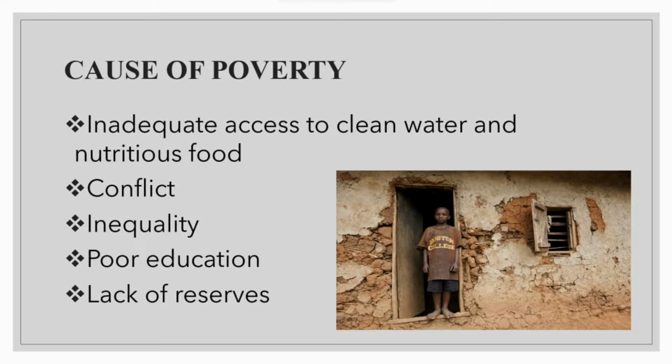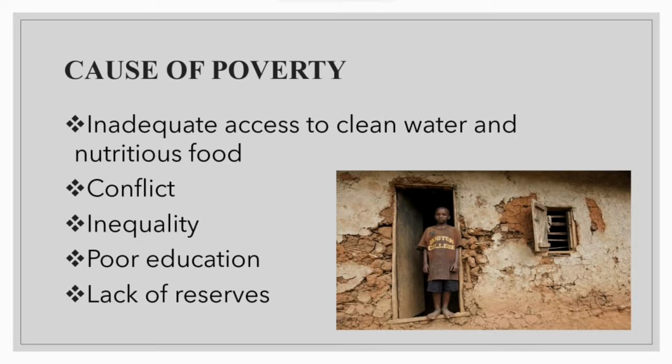Second, conflict. Conflict can cause poverty in several ways. Large-scale, protracted violence that we see in places like Syria can bring society to a halt, destroy infrastructure, and cause people to flee, forcing families to sell or leave behind all their assets.